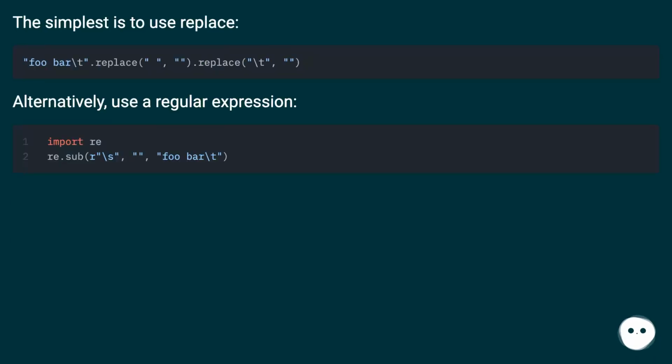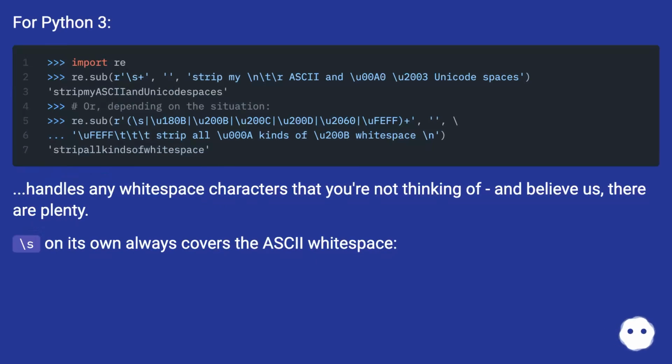The simplest is to use replace. Alternatively, use a regular expression. For Python 3, this handles any whitespace characters that you're not thinking of, and believe us, there are plenty. \s on its own always covers the ASCII whitespace.